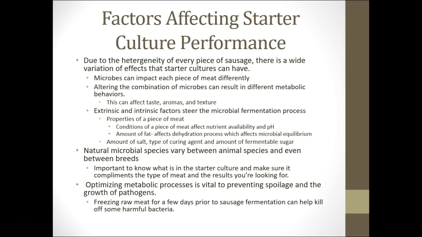So natural microbial species vary between animal species and between breeds. It's important to know what's in our starter culture before we use it to make sure that we complement the type of meat that we're using along with the other additives that we're adding to that mixture. It's important to understand what we're putting into it because we need to be able to optimize the metabolic processes, and that's vital because we want to prevent as much spoilage and the growth of pathogens as possible.